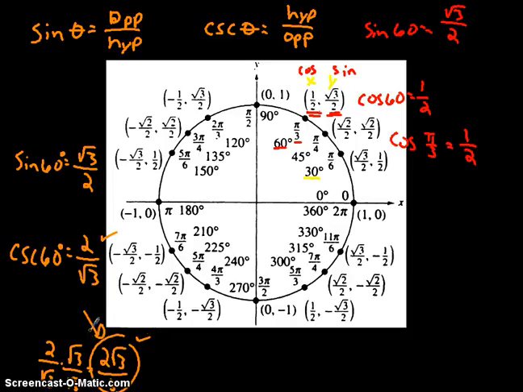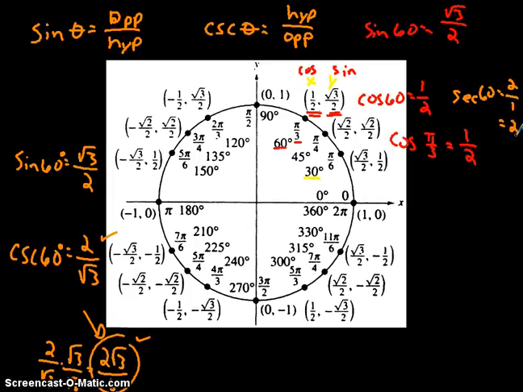So anyway, if you know sine and you want to find cosecant, you just basically flip it. If you know cosine and you want to find secant of that same angle, you just take that angle and you flip it. So cosecant will be 2 over 1. So I know cosecant of that reduces to 2.